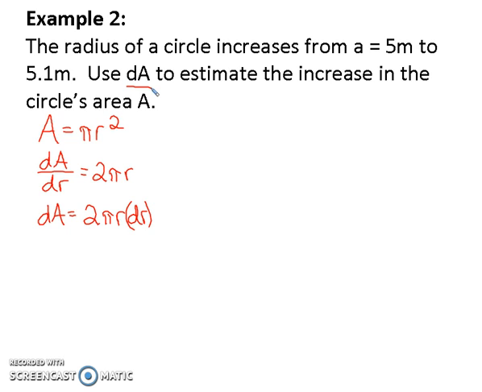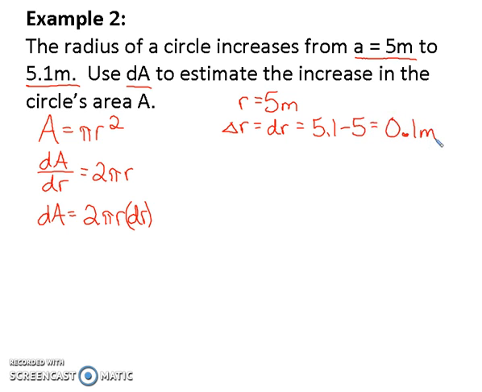so I need actual values for r and for dr. So r is going to be the initial value of your radius. The radius of the circle increases from 5 meters to 5.1 meters. So that means the initial radius was 5 meters. The change in r, or dr, if we do end minus beginning, is 0.1 meters. So that's my dr, which would mean that dA is 2 times pi times 5 times 0.1. So 10 times 0.1 is going to give me 1 pi.